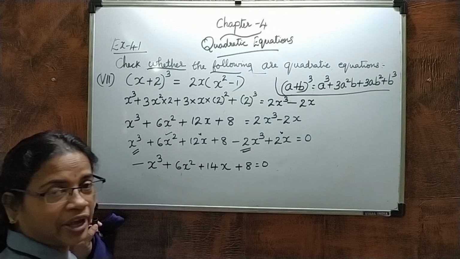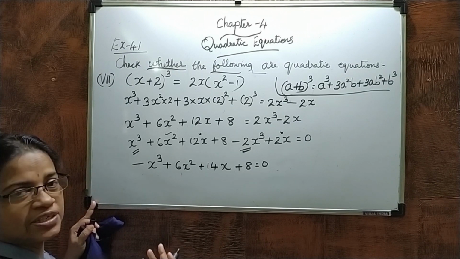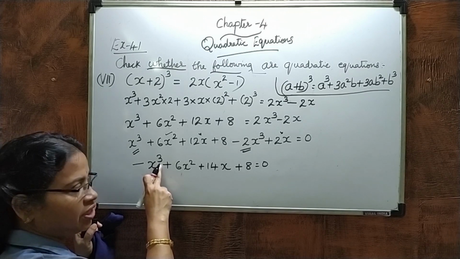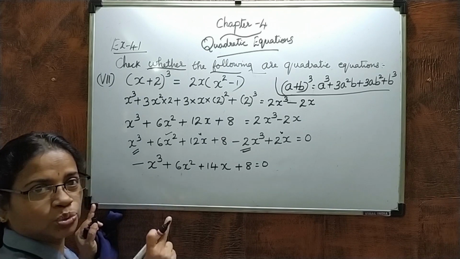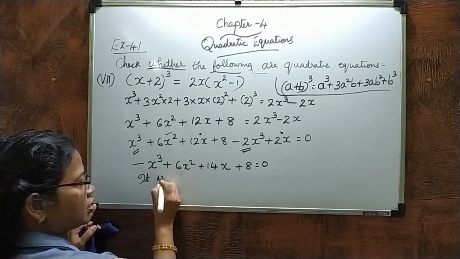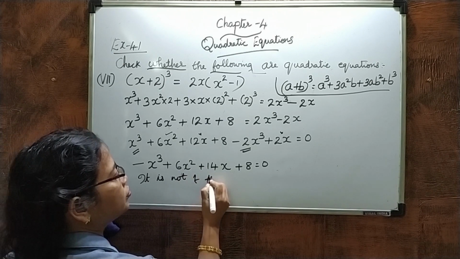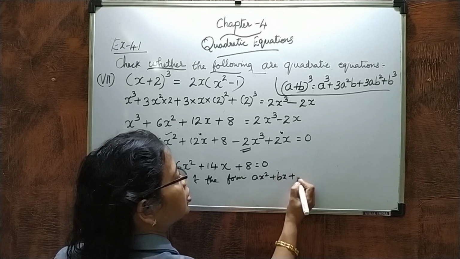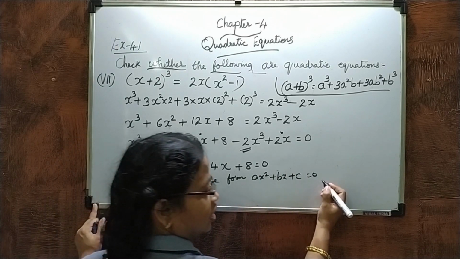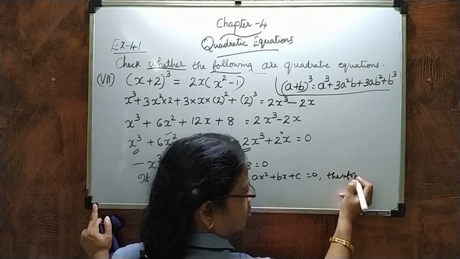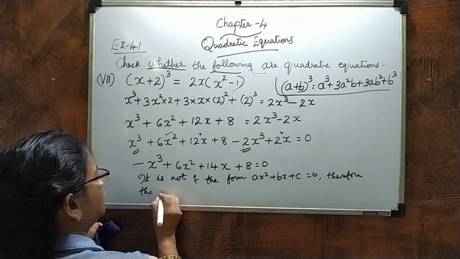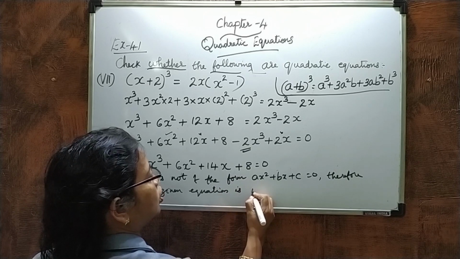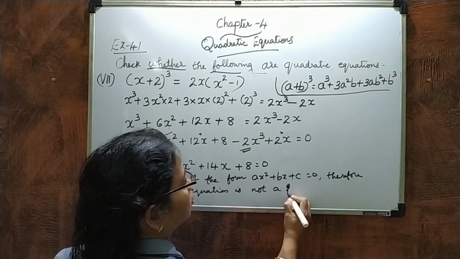So it is not of the form ax square plus bx plus c equal to 0. What is the reason? Because here the highest exponent is 3. Right? The degree is 3. We want only the degree as 2. So what we can write then? It is not of the form ax square plus bx plus c equal to 0. Therefore, the given equation is not a quadratic.